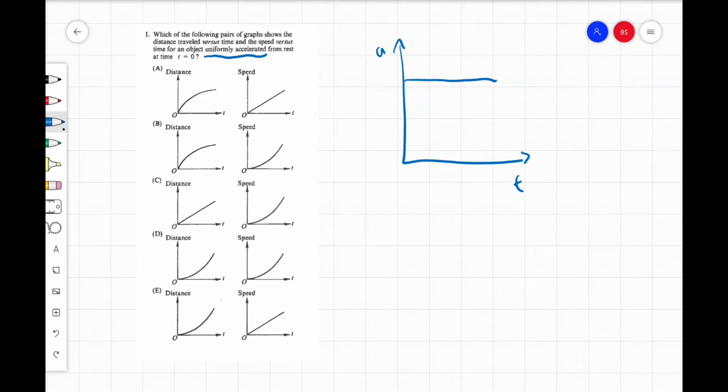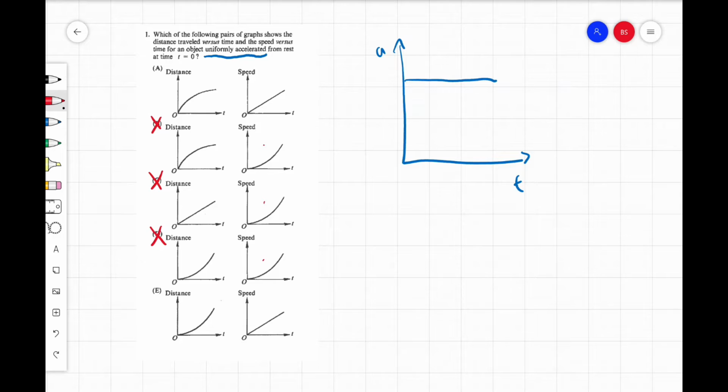Now, if our acceleration is constant, that means our speed must be increasing at a linear rate, in a linear fashion. That means that we can eliminate options B, C, and D, as if you notice the speed time graphs over here are increasing exponentially. This leaves us with options A and E.